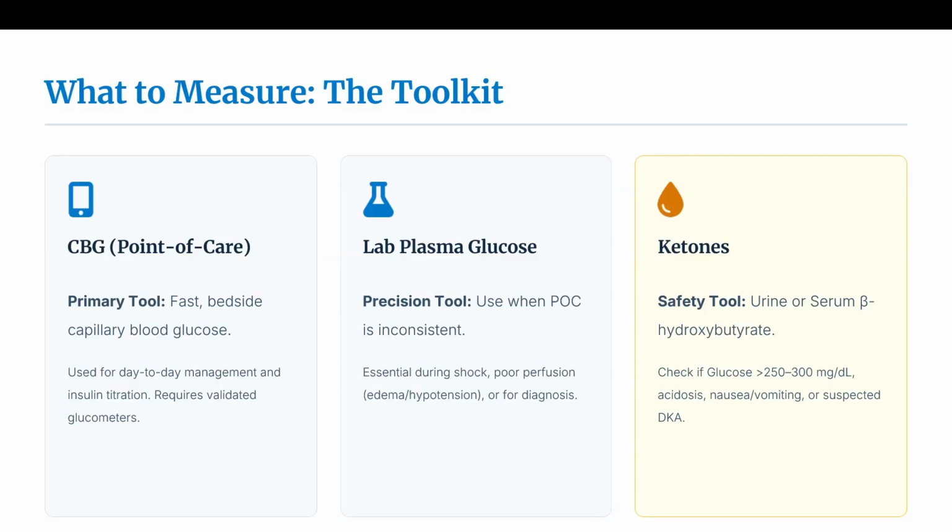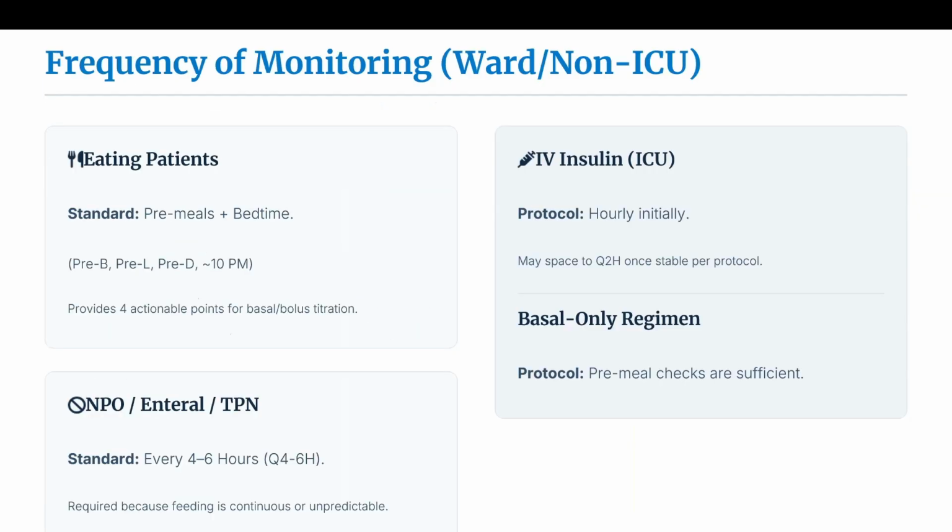Always check ketones or arterial blood gas analysis to look for pH changes, anion gap or bicarbonate levels in extreme hyperglycemia of more than 250 to 300. Also measure urine or serum beta hydroxybutyrate if available to exclude DKA.